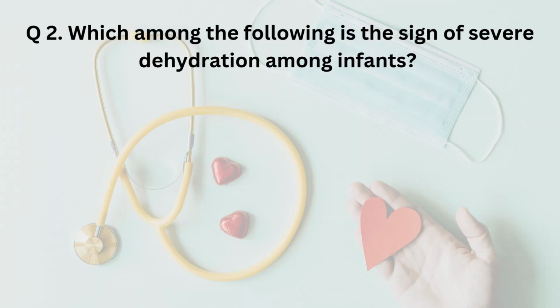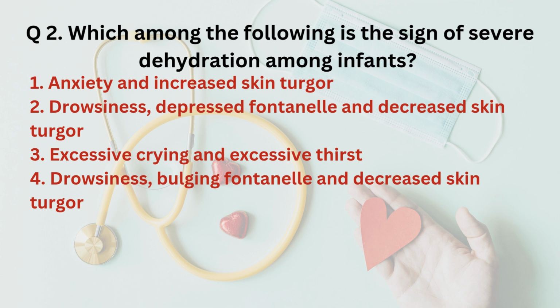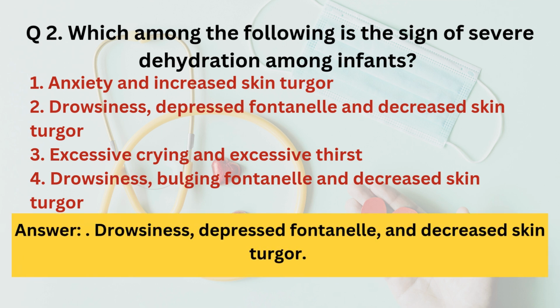Which among the following is the sign of severe dehydration among infants? Options are anxiety and increased skin turgor, drowsiness, depressed fontanelle and decreased skin turgor, excessive crying and excessive thirst. Fourth option is drowsiness, bulging fontanelle and decreased skin turgor. The correct answer for this question is option number 2, that is drowsiness, depressed fontanelle and decreased skin turgor.